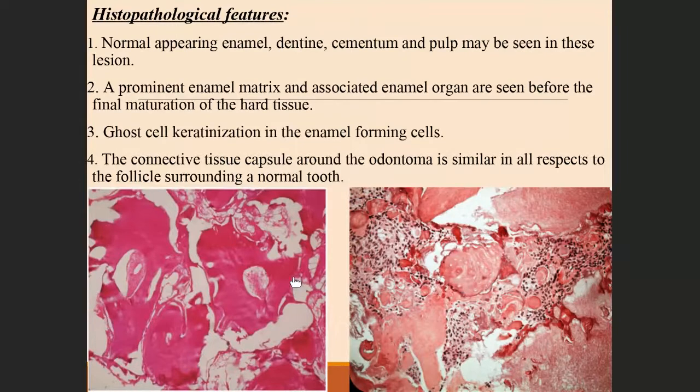So remember, in case of compound, it can look just like the tooth with enamel outside, dentine, and then the pulp. Whereas in complex, you can just see some areas of enamel, some areas of dentine, some pulp tissue and cementum. They will not be organized in the form of a tooth. Another very important thing is the presence of ghost cells. Then the capsule: the connective tissue capsule around that, the radiolucent rim that you can see in the radiograph, is nothing but the connective tissue capsule.